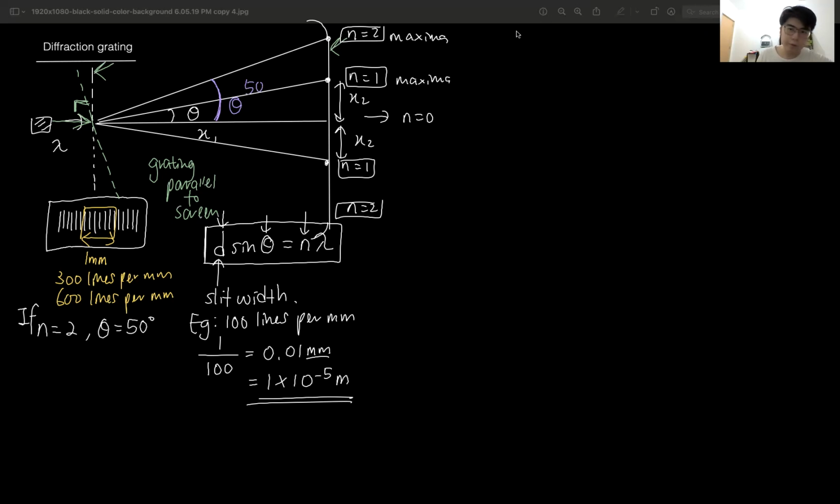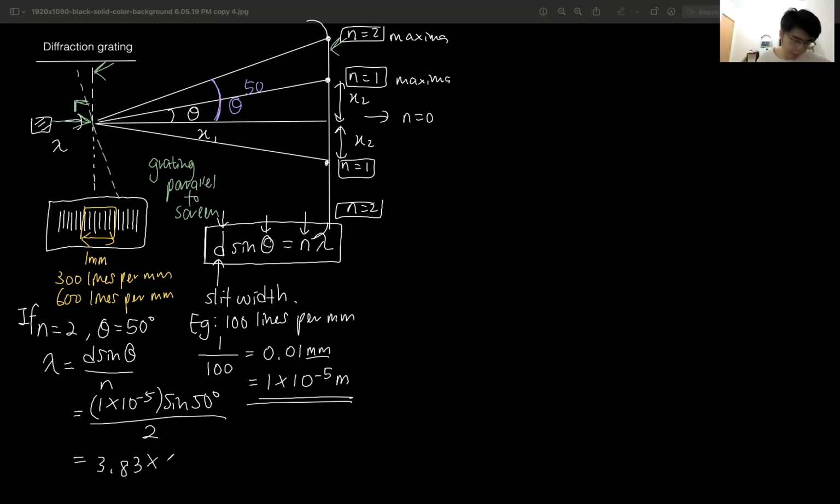Now, again, we take the formula: lambda equals d sine theta divided by n. That is 1 times 10 to the minus 5, times sine 50, divided by the second order. What is this? We get 3.83 times 10 to the minus 6 meters.